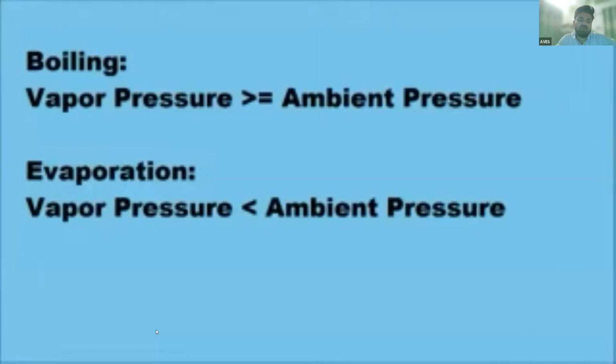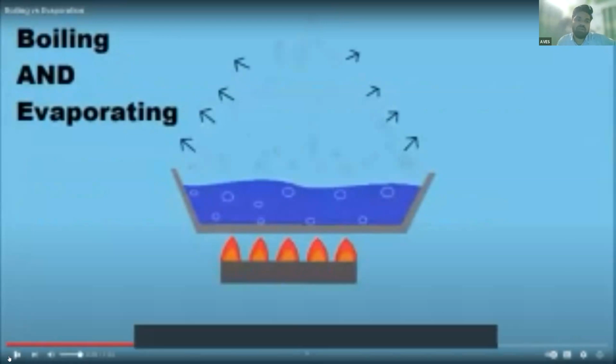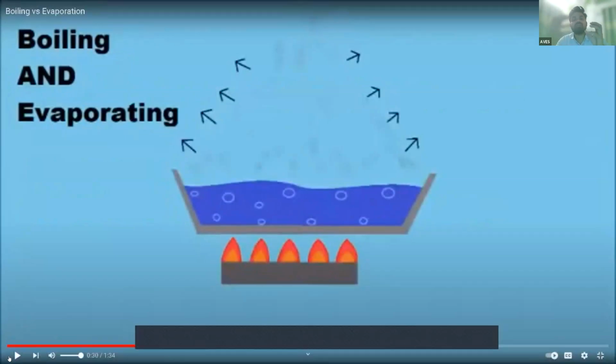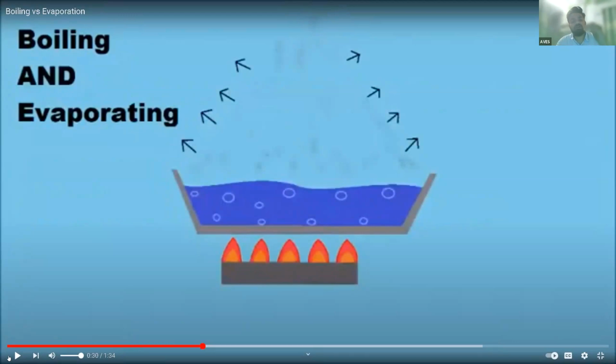Ambient pressure. What do you mean by ambient pressure? Ambient pressure means the outer atmospheric pressure. When boiling is done, the pressure of the liquid is equal to the atmospheric pressure. For this, we have to achieve a particular temperature. For example, at 100 degrees, the vapor pressure and the atmospheric pressure become equal. You understood? So at this temperature, they become equal.